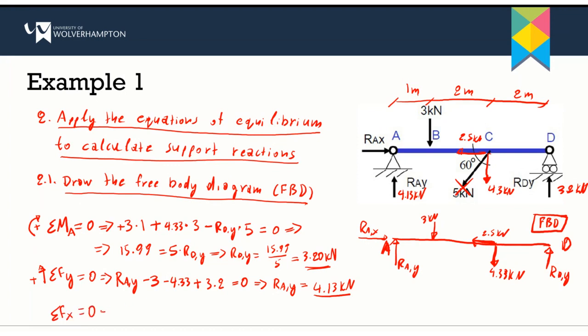So sum of forces in x direction has to be equal to zero. Should I select the ones pointing to the right as the positive or the ones pointing to the left? Okay, to the right it is. So we have RAX, which points to the right, so it is a positive one. And we have the 2.5 kilonewton that points to the left, so it is a negative one, minus 2.5. And they need to sum up to zero. So RAX equals 2.5 kilonewtons. And I have calculated RAX as well, 2.5. Is there any question up to this point?